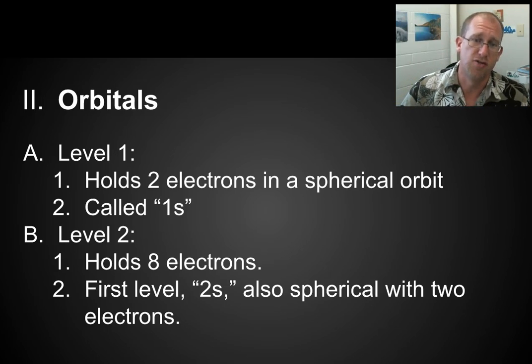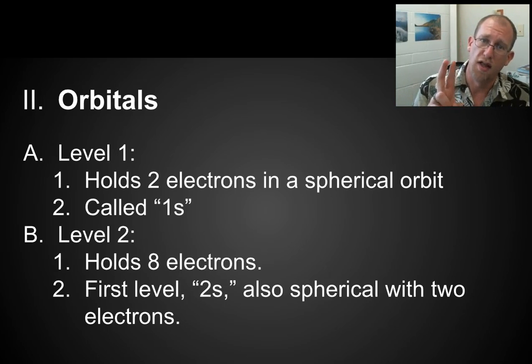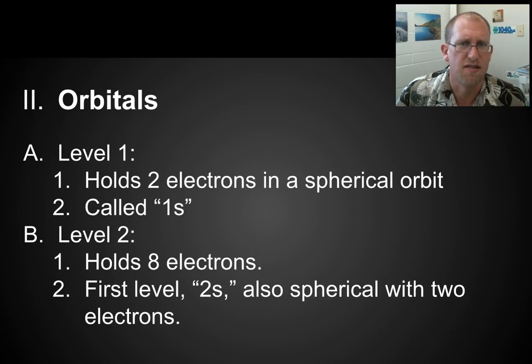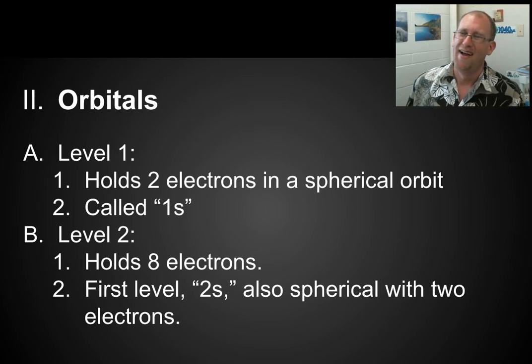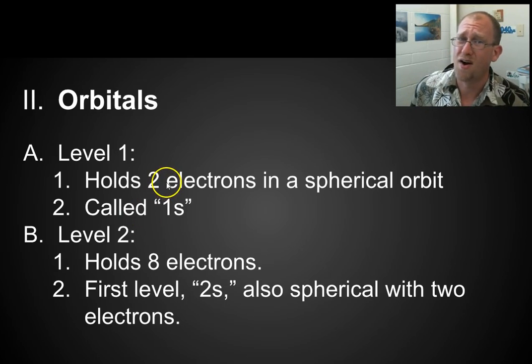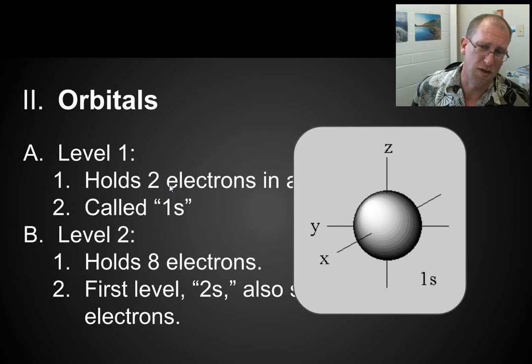The energy level 2 can hold 2 electrons in its s orbital, but there were 8 electrons in the second orbital, or second energy level. So where are the other 6? Well, the other 6 are in these strange things called p orbitals, and we'll get to them in a minute.